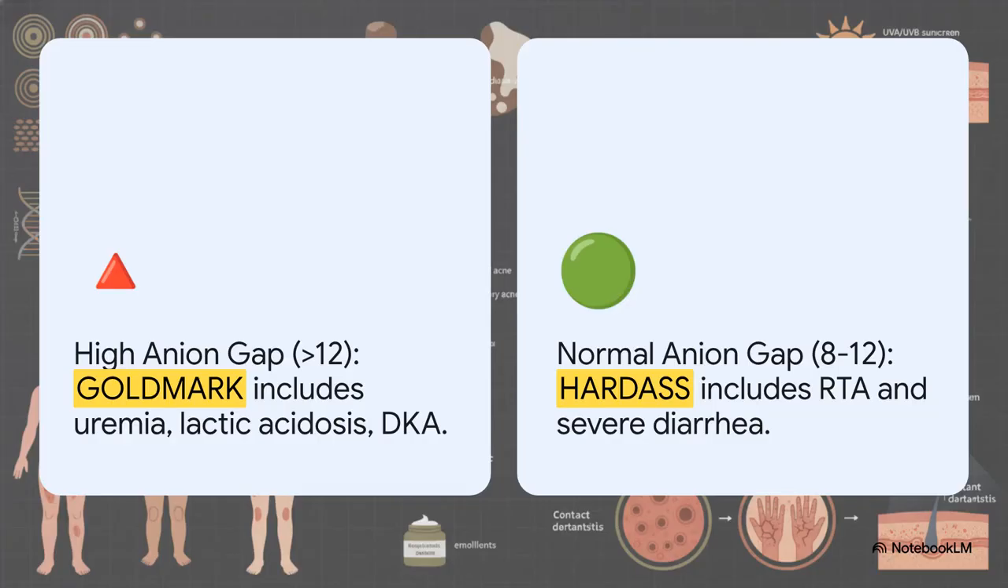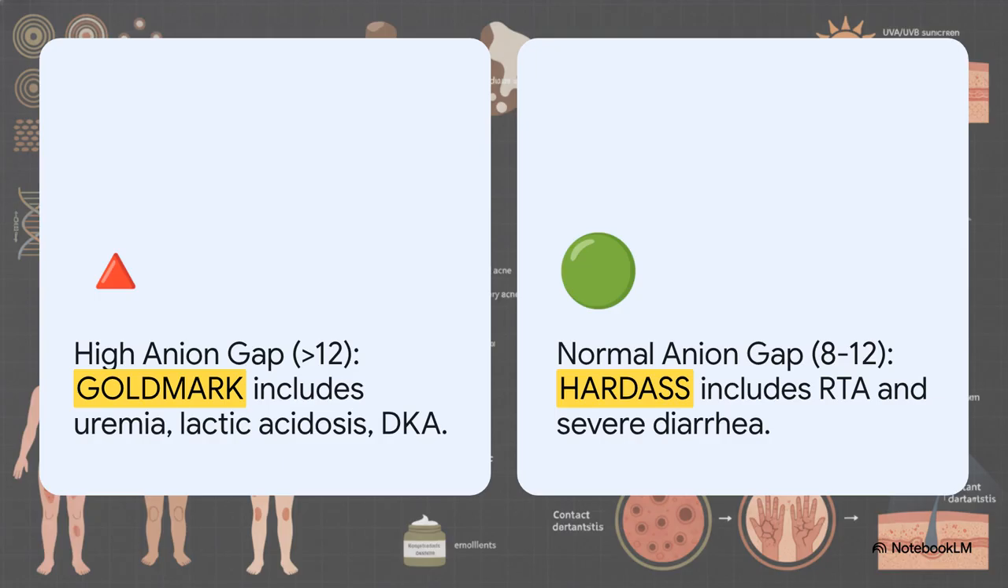So why do we care? Because distinguishing between a high and normal anion gap instantly narrows down your differential. It's like a cheat code. For a high anion gap, meaning anything over 12, you want to apply the gold mark mnemonic. This covers causes like uremia from renal failure, lactic acidosis, or diabetic ketoacidosis.